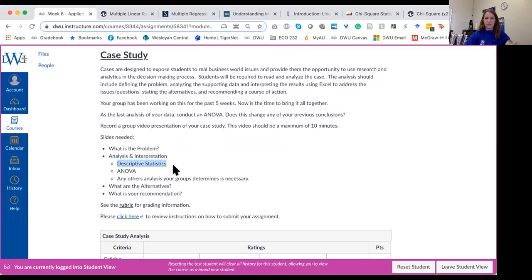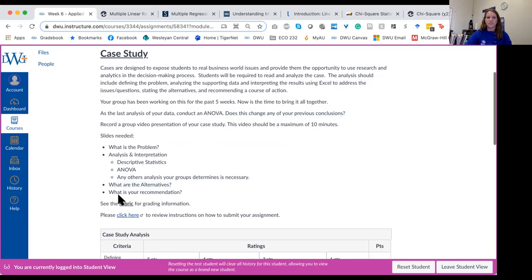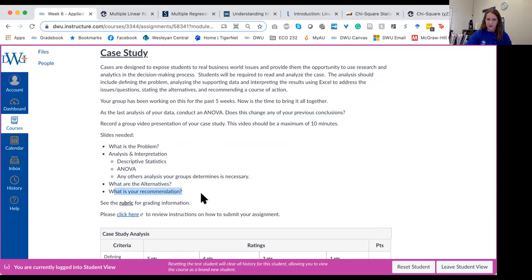So give me your descriptive statistics. Give me your ANOVA. Is there any other type of analysis you did as a group? Those are the two that I'm looking for specifically, but did you run any other sort of tests that we've learned throughout this class to come to your conclusion? Give me those, and what did you learn from that? What is the interpretation of those tests and those descriptive statistics? What are the alternatives that you could have come up with or that you could conclude? And then what is your final recommendation for your case study?